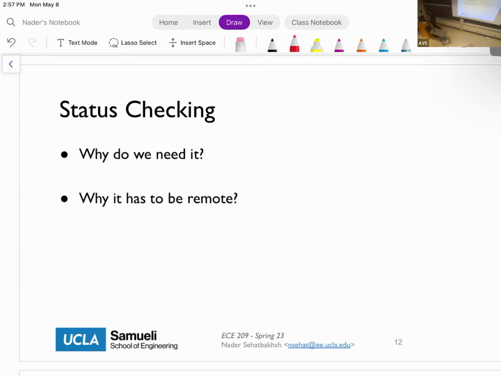And then why does it have to be remote? Because as I said, the paradigm that we're talking about is about edge devices and IoT devices. So these are devices connected through the internet, so this status checking needs to be remote. I cannot really physically go and check the device. I need to be able to do it hundreds and thousands of miles away from the device so that I can basically say, okay, these 10 devices that are under my control, they're all good or not good, and so on and so forth. Okay, so that's kind of the motivation.